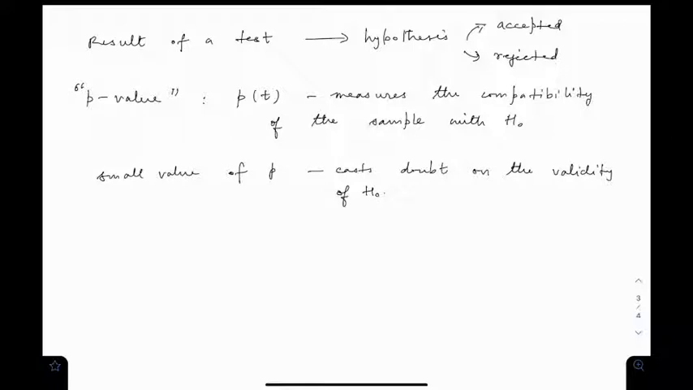For an observed value, let's call it T observed, of the test statistic, P is the probability to obtain a value greater than or equal to the observed value under the null hypothesis.